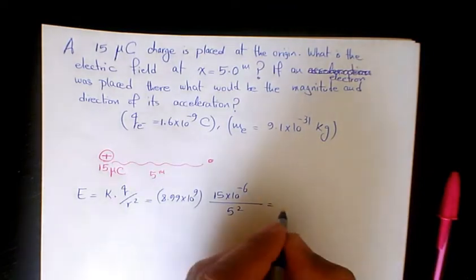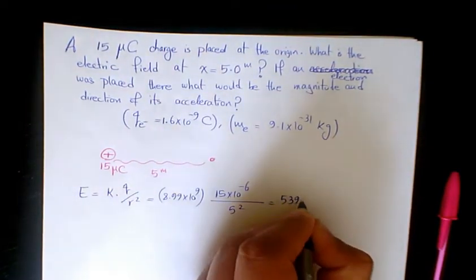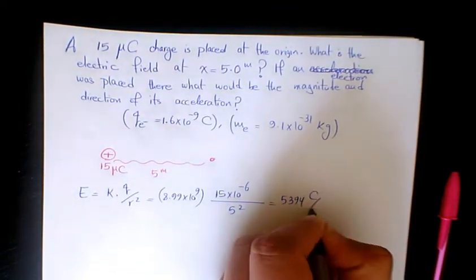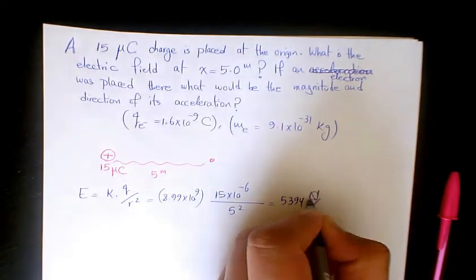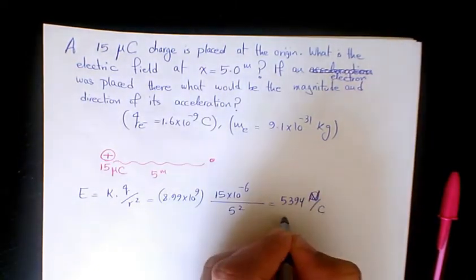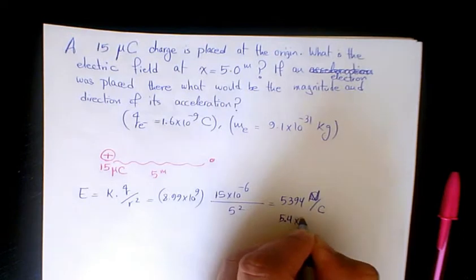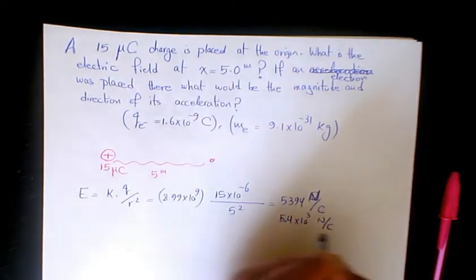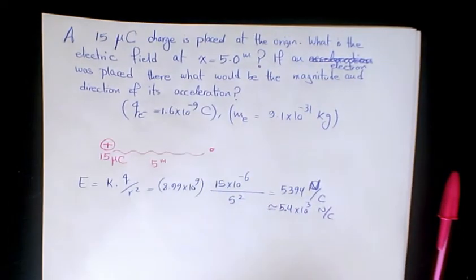That is going to give me 5,394 Newton per coulomb, or 5.4 times 10 to the power of 3 Newton per coulomb approximately.